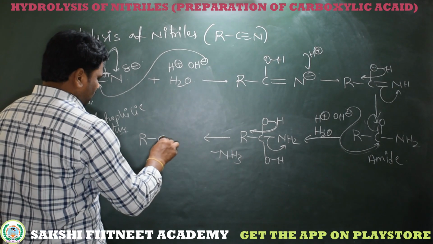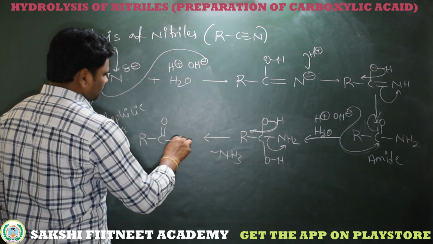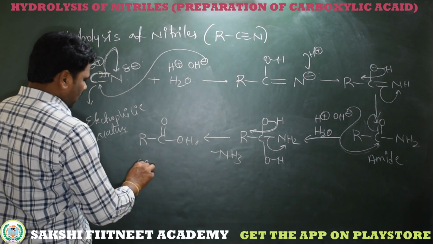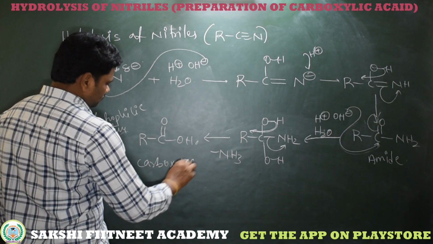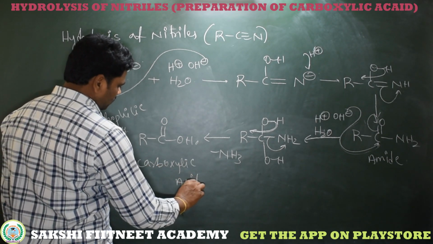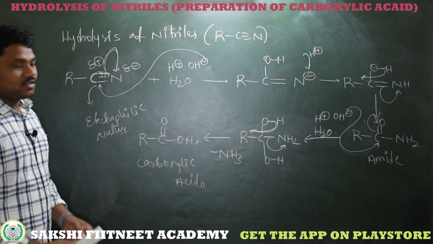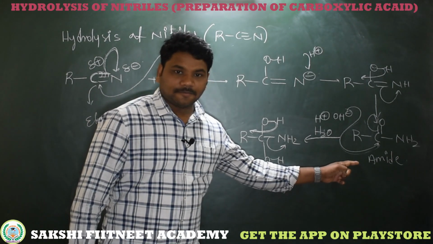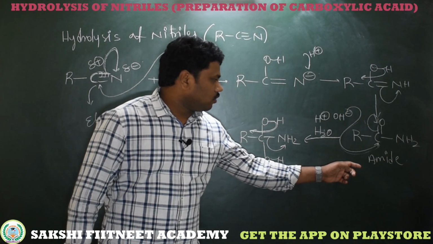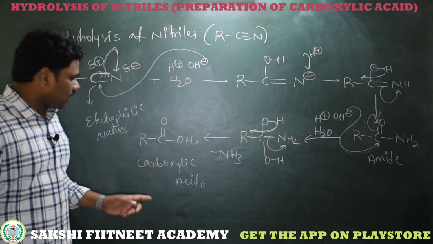So finally here we got a carboxylic acid. This is the carboxylic acid. So simple: with 1 mole of water molecule we are getting an amide. So here again, with 1 more mole of water molecule, we are getting a carboxylic acid.